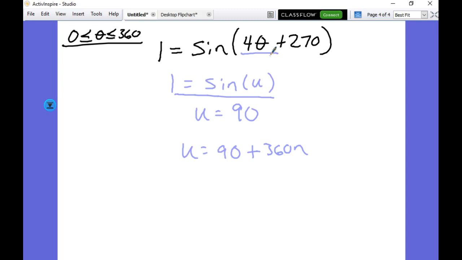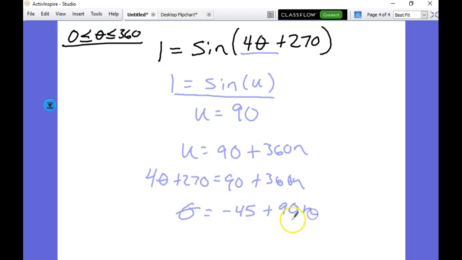All right. So now we're going to replace u with 4 theta plus 270 equals that. And then when I solve for theta, guys, what do we end up with? So notice that my period is now shorter. It completes a cycle in fewer degrees. So you're going to get more answers within that same interval of 360.